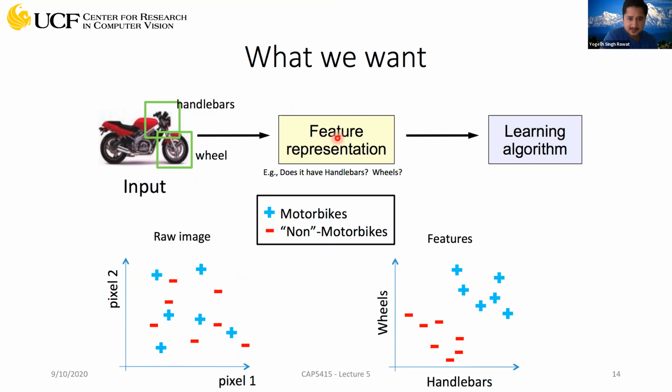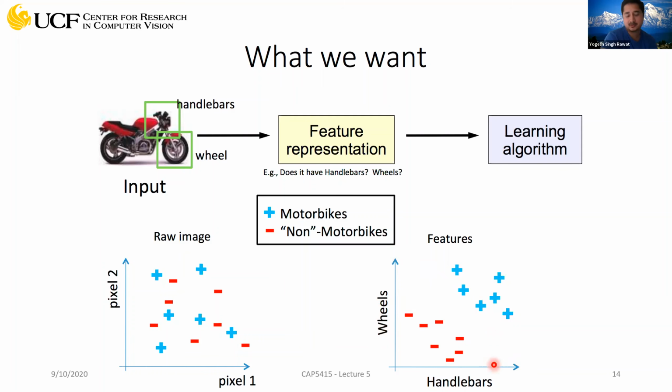So let's say we have such a method which can extract these two kinds of features. Then if we plot them again on this 2D coordinate system, this axis shows whether handlebars are present or not, and this axis shows whether wheels are present or not. You can see that most of the motorbikes will have handlebars and wheels, so they will lie somewhere here. It's just the probability that might vary. And all the negative classes would lie somewhere here. Then you can easily draw a straight line dividing these two.